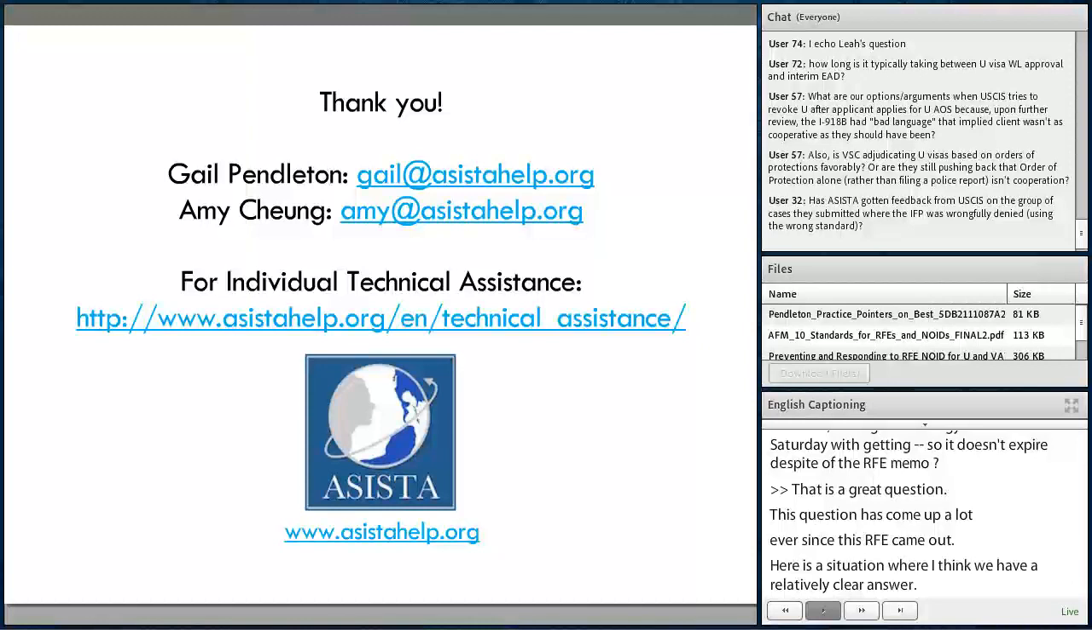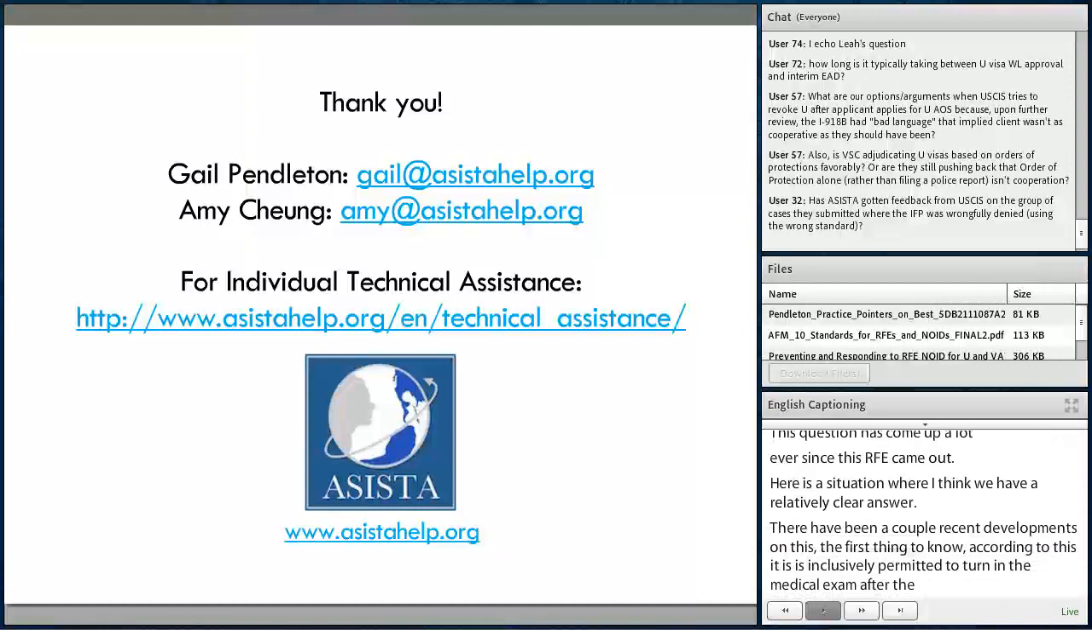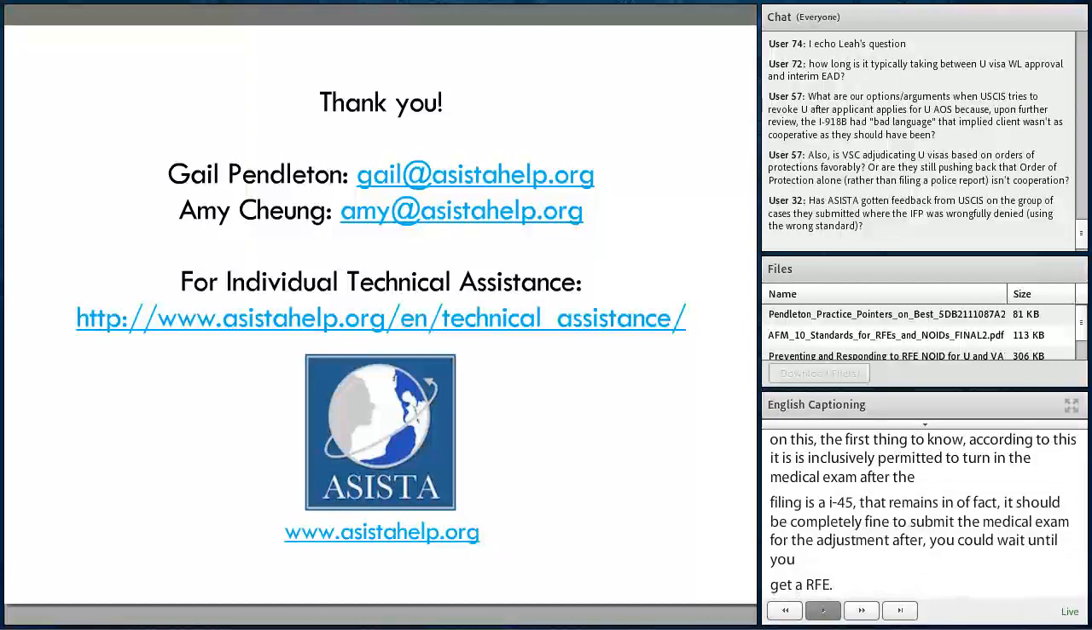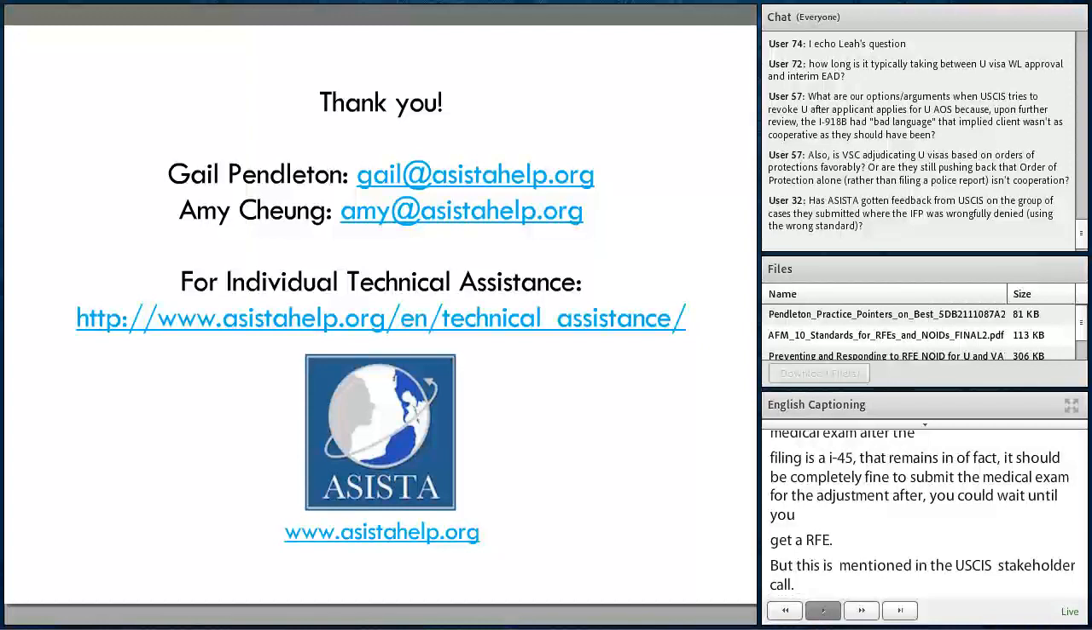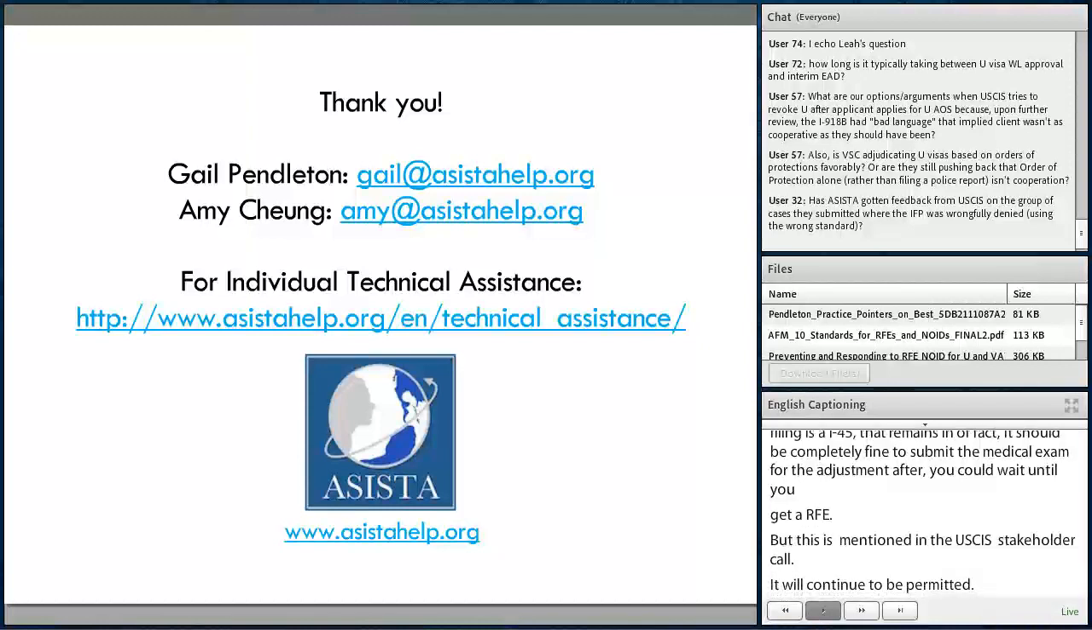So there are a couple of recent developments on this. The first thing to note is that according to I-485 form instructions, it is explicitly permitted to send in the I-693 medical exam for adjustments, not just U adjustments, after the filing of the 485. Those form instructions remain in effect, so it should be completely fine to submit your I-693 medical exam for U adjustments after. You can wait until you get an RFE. You can also submit it before that if you want to. This was specifically addressed in the USCIS stakeholder call a couple weeks ago, and they stated that because it's in the form instructions that this is permitted, it's going to continue to be permitted.